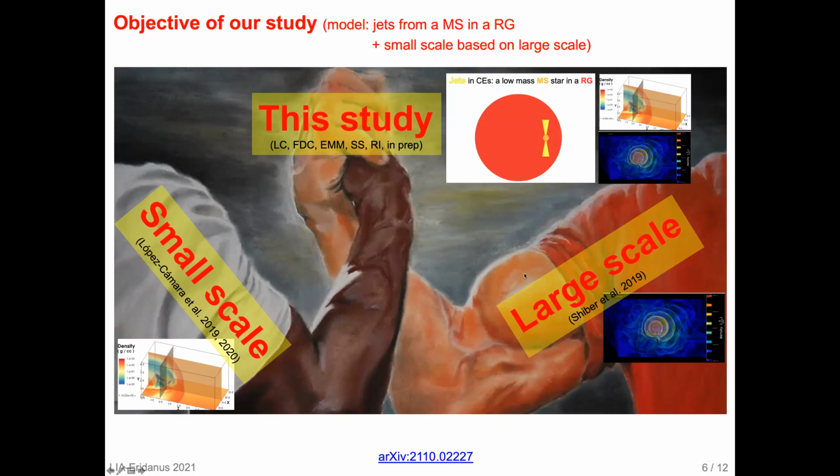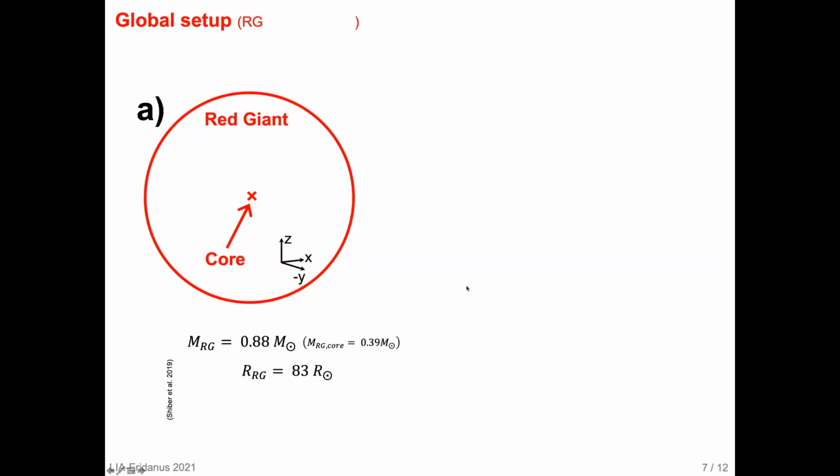We took the simulations from Sagiv and Roberto, which are these large scale, and we focused on some cases of this large scale. So we're doing jets from a main sequence star, all of that in a red giant, at small scale, but based on the large scale simulations of Sagiv and Roberto. So we're trying to understand the whole topic.